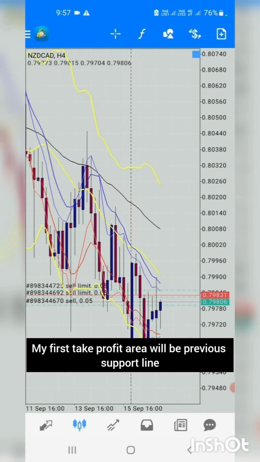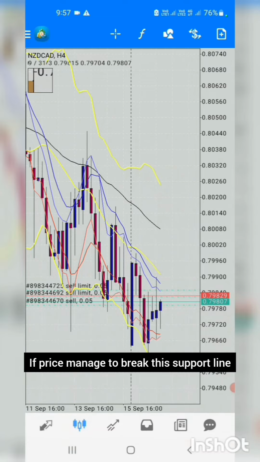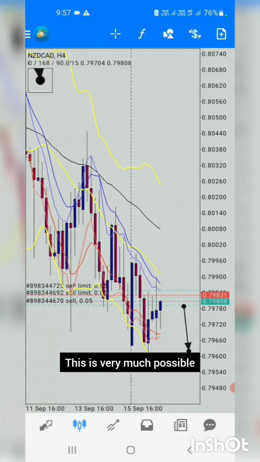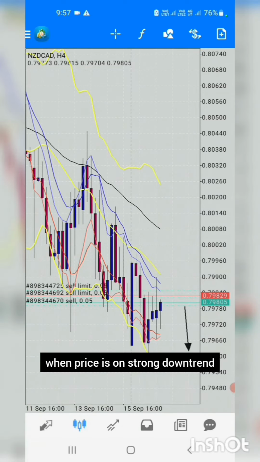My first take profit area will be the previous support line. If price manages to break this support line, price can drop even further. This is very much possible when price is in a strong downtrend.